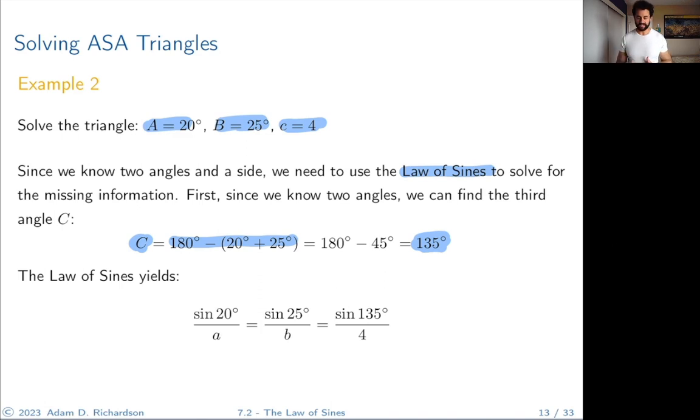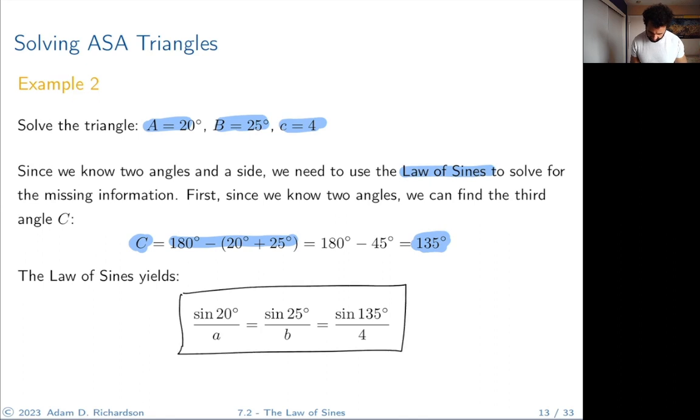How do we find the two missing sides? We look at this equation again, and we pick out the equations that we're going to use based on the information we have and the information we're missing. So what do I do on this one?